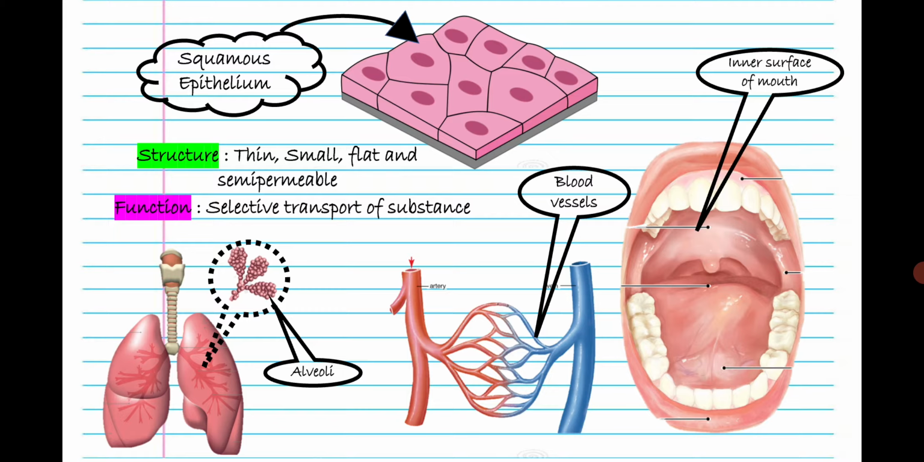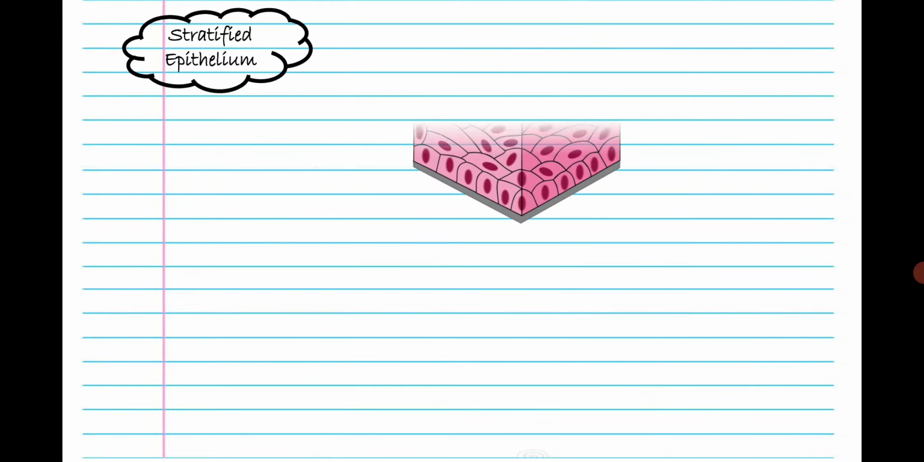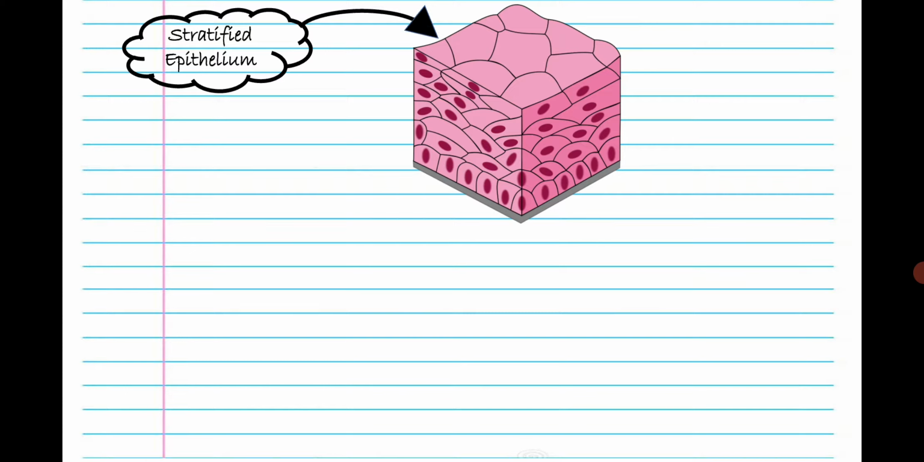Let's see the second type of epithelium tissue. The second type is stratified epithelium tissue. If you see their structure, they are also similar to squamous tissues, but the difference is what? In a squamous tissue we have seen they are single layer. Here these are also thin, small, flat and there are many layers of cells. Here we see a number of layers of cells present. So such tissues are known as stratified epithelium tissue.